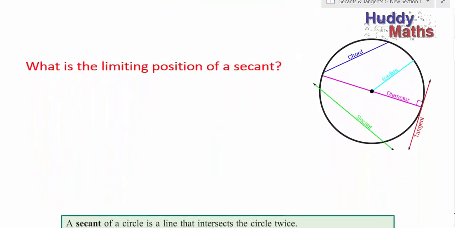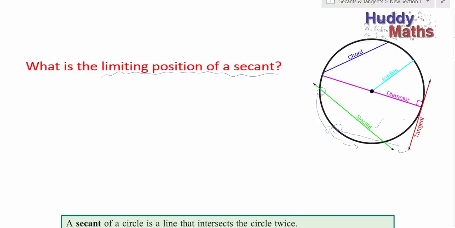because here's another question. What is the limiting position of a secant? Limiting position. Well, there's a secant. It cuts the circle in 2 places, here and here. And if I move this around, I could make another secant through this same point, down here, but a different one.